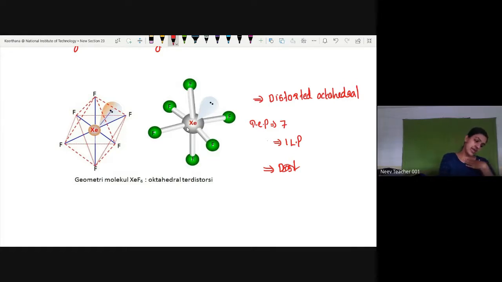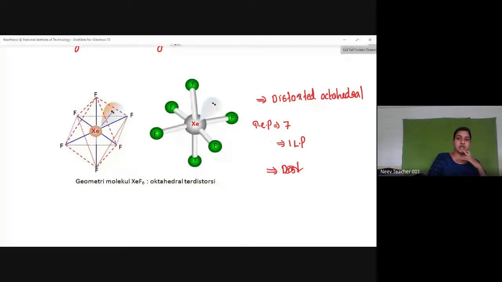Distorted octahedral or capped octahedral, and it is found experimentally that the shape is arranged like this, almost 90 degrees. All the bonds are arranged on the vertices of an octahedron, and the lone pair will be in between two bonds in space. It can occur in between any two bonds, and it is assumed to be floating between the bonds in space. That type of arrangement is known as distorted octahedral.